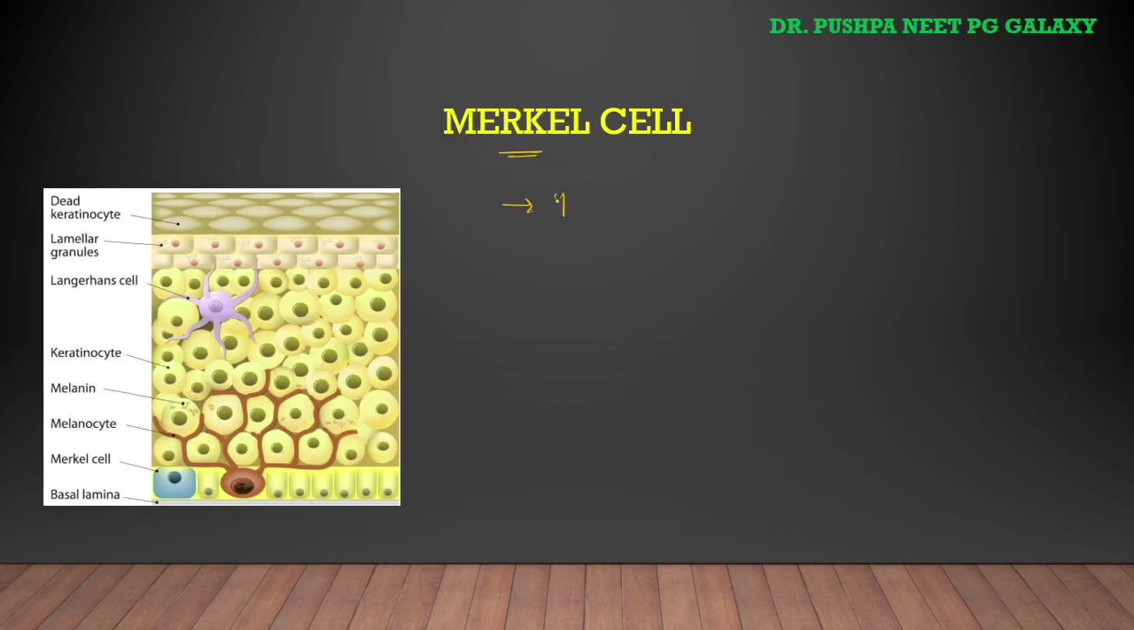This is touch receptor. It is usually present in basal layer. This blue color is Merkel cell. It is touch receptor. Its derivation is controversial. Either it is derived from neural crest or from ectoderm. So this is about the skin anatomy and different types of cells.